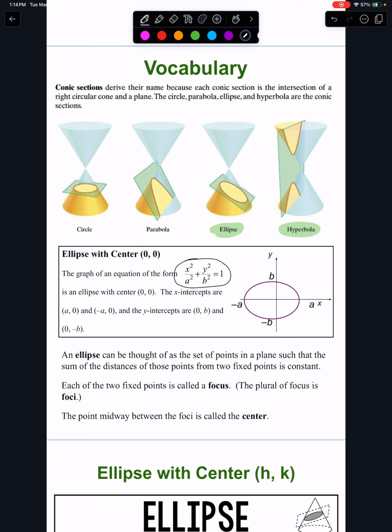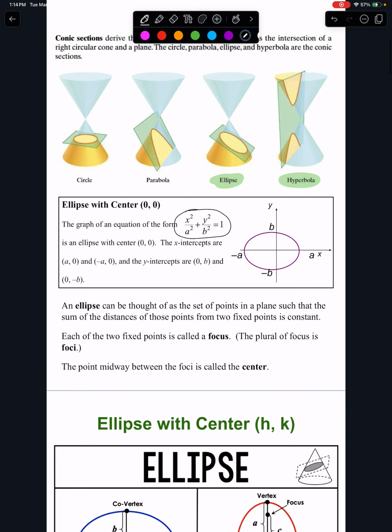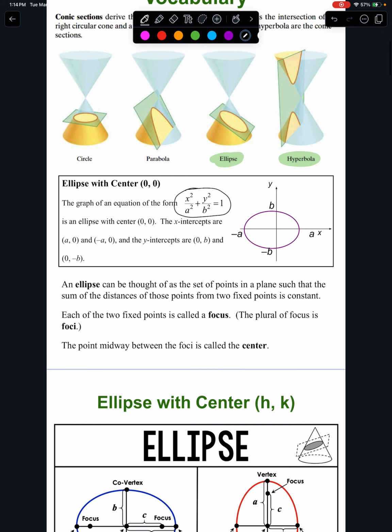So an ellipse can be thought of as a set of points in a plane such that the sum of the distances of those points from any two fixed points is constant. Each of those points is called a focus. The plural of focus is foci. The midway point is the center. So we have our A value squared and our B value squared.